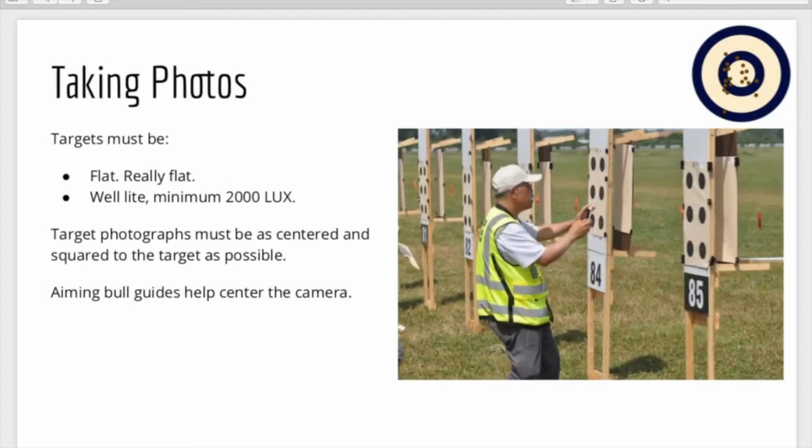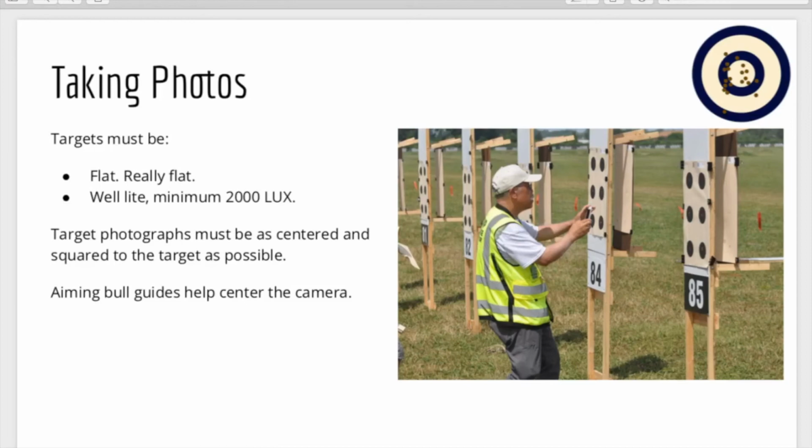There's a bit of an art to taking photographs of the target as well. First, they must be really flat. This starts with the athletes when they hang the target. If there are warps in the target, that can affect the final product. First thing, athletes, if you're listening, make sure you hang your targets flat. Second, for the range officers, you want to make sure that you're taking the photograph as square as you can to the target.